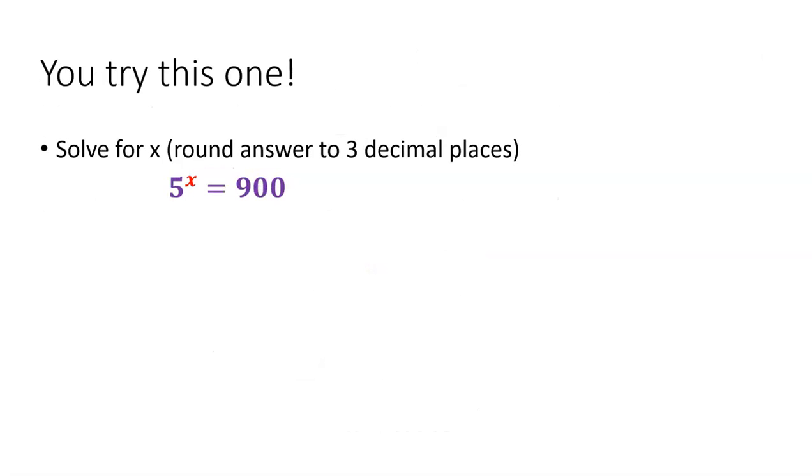You try this one. Pause the video and solve 5 to the x power equals 900. Remember our steps. Introduce log to both sides, specifically log base 10. That's what's in your calculators. Move the exponent in front, and then divide to get a calculator-ready fraction that will give you the answer. And you should get x is about 4.227. I should have used a squiggle equal sign there.